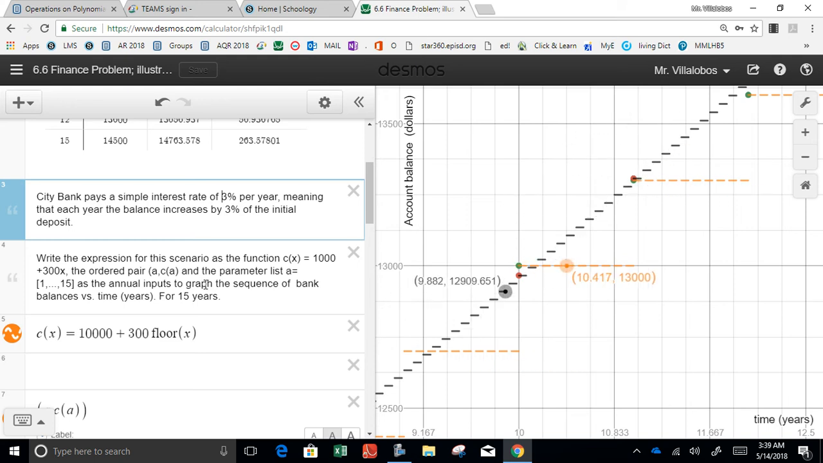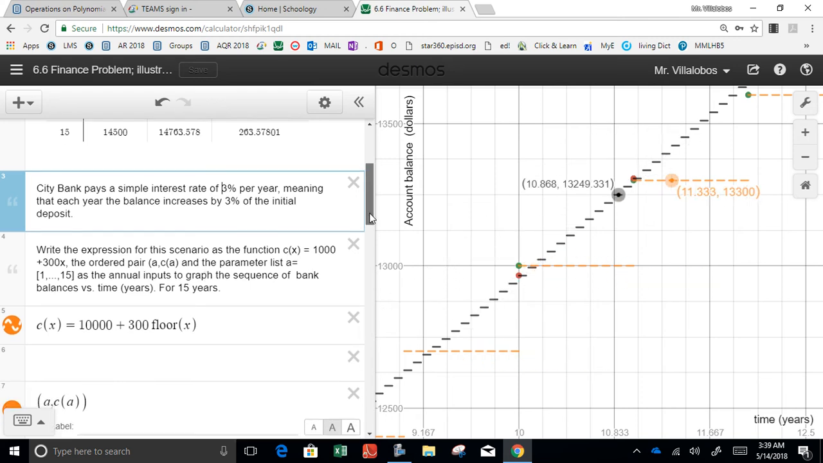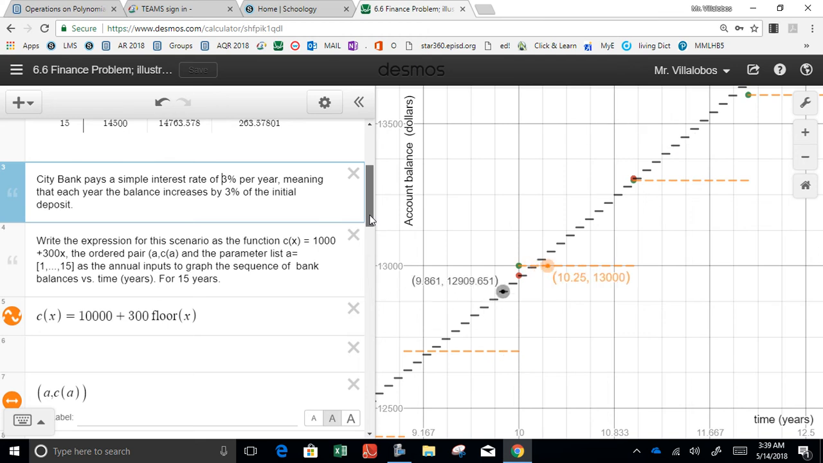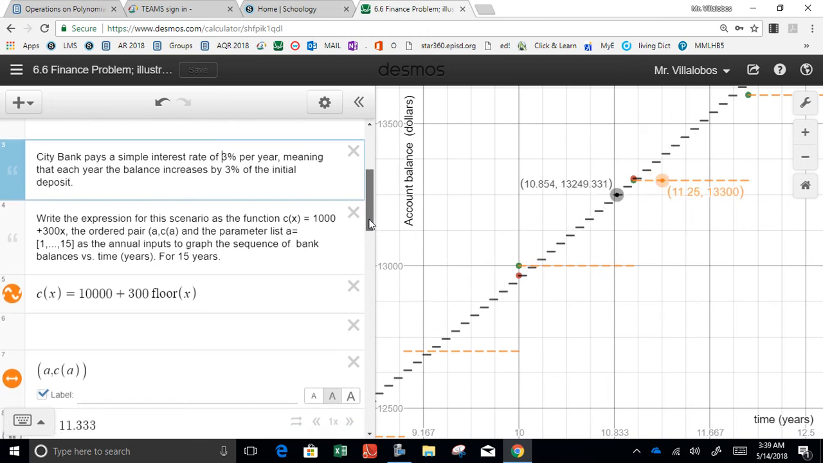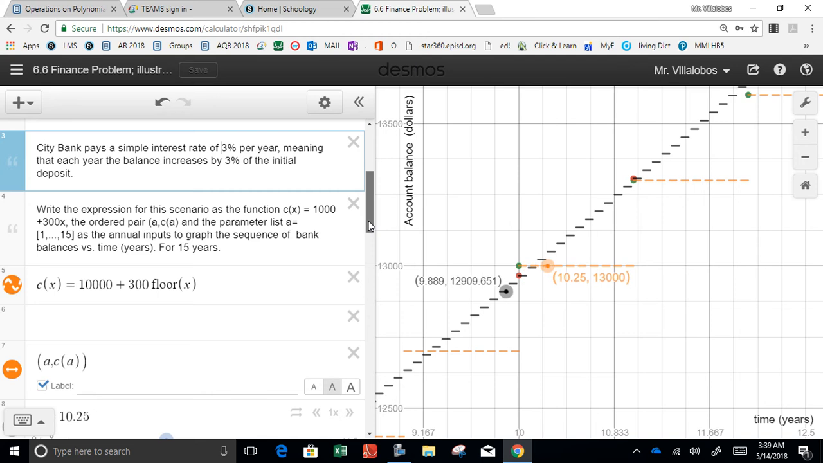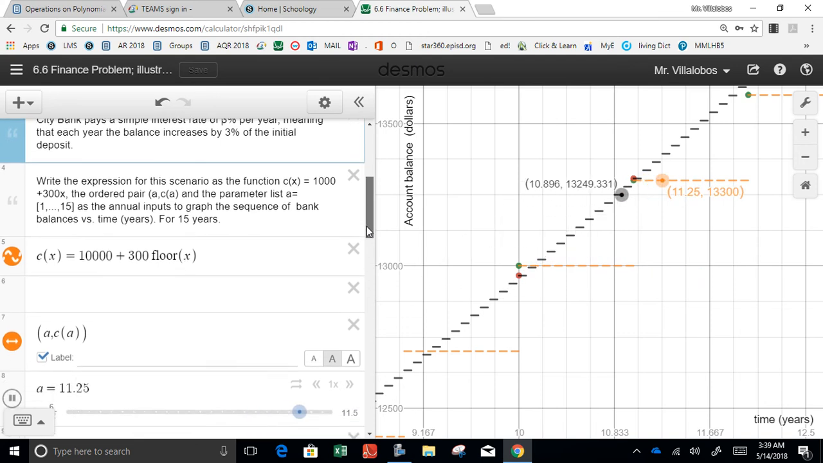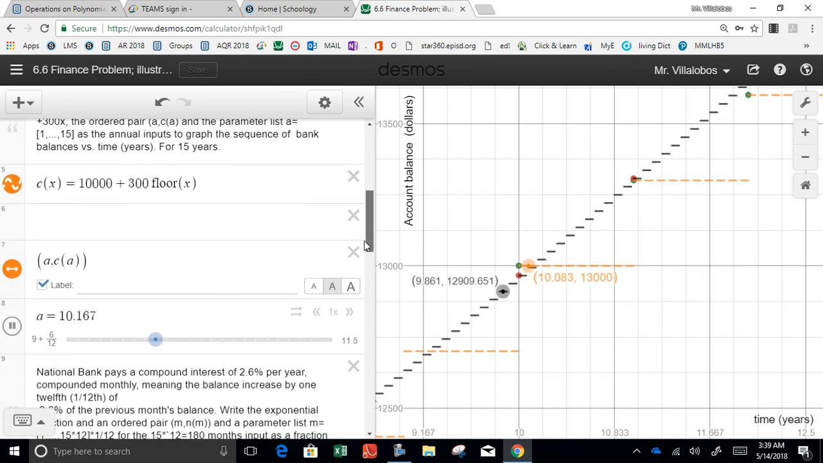The ordered pair A, C of A, and the parameter list A equals 1 through 15 as the annual inputs to the graph, and the sequence of the bank balances versus time in years for 15 years. So here's my expression.